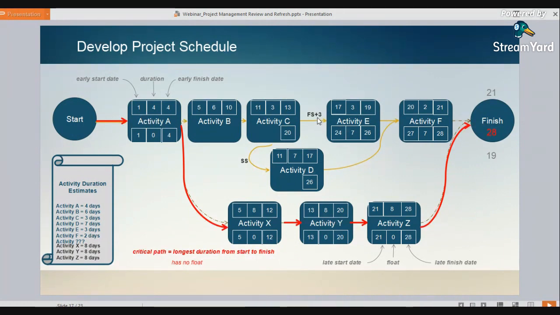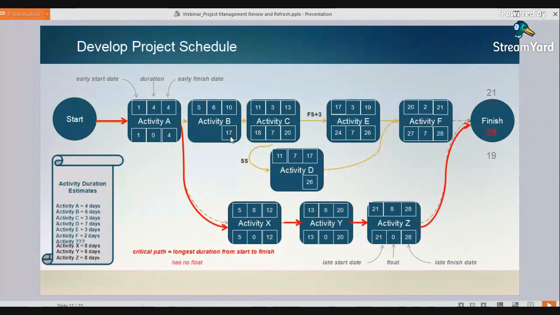Because of the lag of 3 days, activity C must complete no later than the 20th. In order for activity E to begin on the 24th, with those 3 days of lag, activity C must complete by the 20th. 3 days of duration must begin no later than the 18th. And again, we do our subtraction, we come up with 7. You see a pattern developing here. I see it here too. Let's do B.